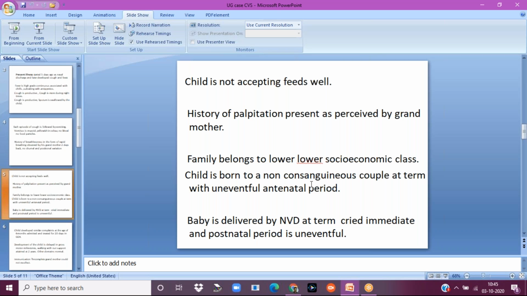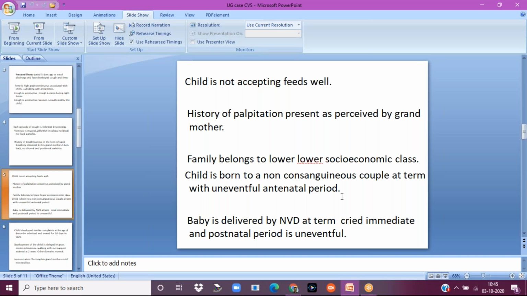Anything else important here? Uneventful antenatal history is mentioned, but what antenatal history do you have to ask whenever you suspect a congenital heart disease in a child? Don't use the word any. Most of you are using the word any. Any means a vague word. What history will you ask in the antenatal period whenever you suspect congenital heart disease?